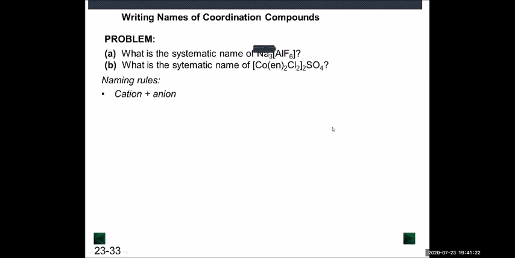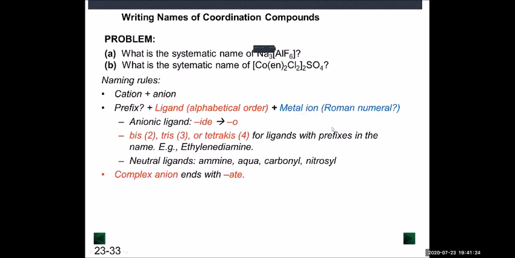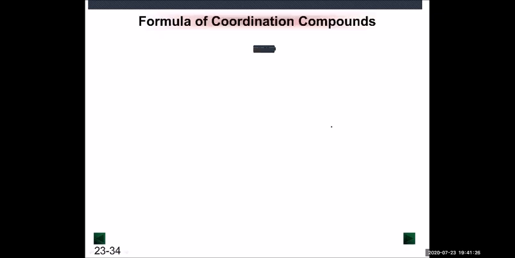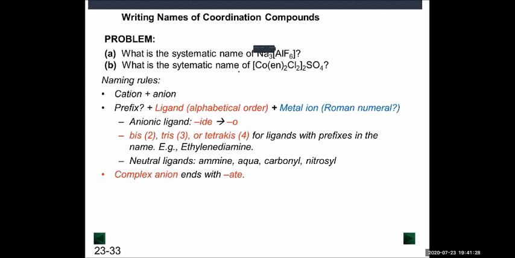For transition compound naming, I'll just show you some examples. You can see compounds like this. Each one has its own name. The first compound, I'll just go through verbally. The name of the compound should be sodium hexafluoroaluminate. So that's the name for the first compound.